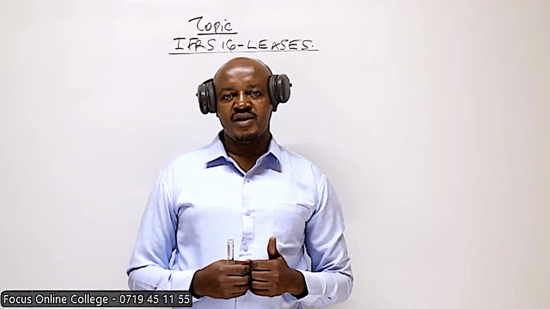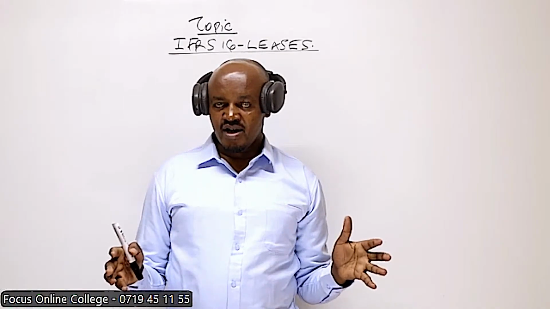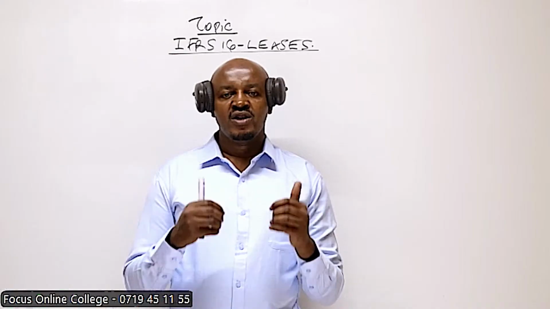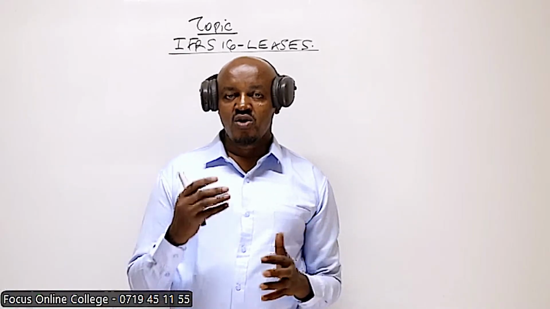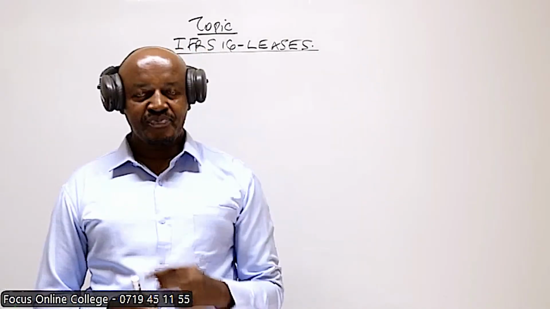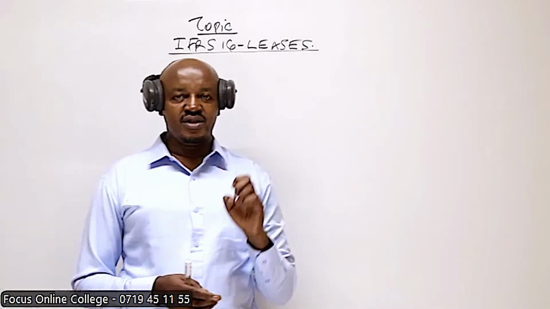So it means that if, for example, I own an asset, I can give you the right to use that asset for a number of years. And because you're using an asset which belongs to me, you must pay an amount of money which is called the lease rentals, or the minimum lease rentals.